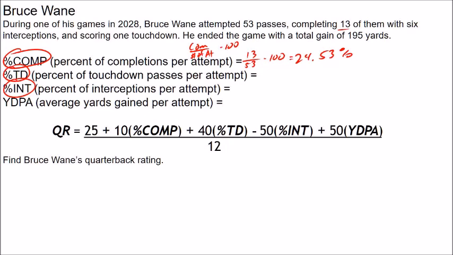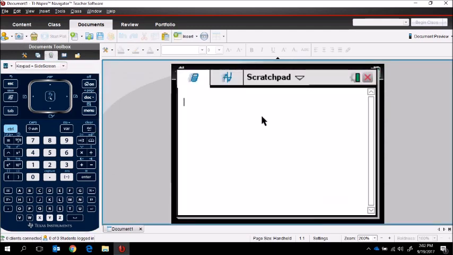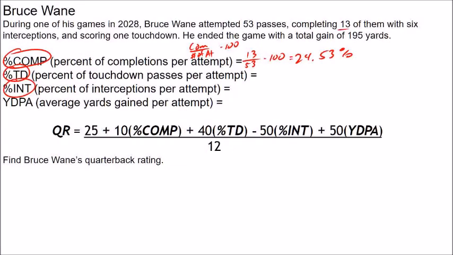Now just so you can see how we would type that in, because it does act a little funny on the calculator. If you just do 13 divided by 53 and then multiply it times 100, it gives you this big fraction as an answer. So just be careful. When we type it in, we're going to do 13 divided by 53, then multiply it times 100, but don't forget you have to put a little decimal point after one of the numbers in order for it to give you a decimal number answer. So there's our 24.53. As you can see, I rounded to the nearest hundredths place. Okay, so back over here, 24.53.